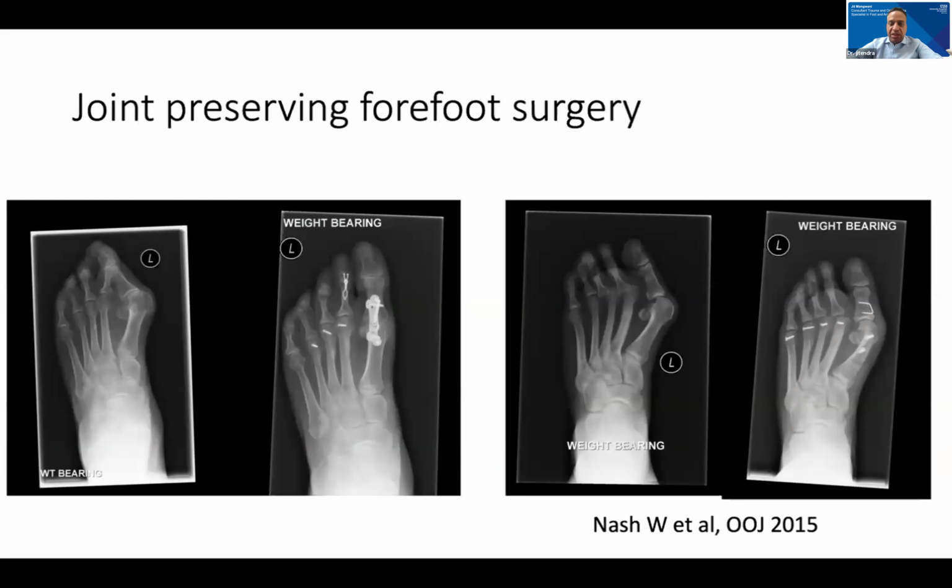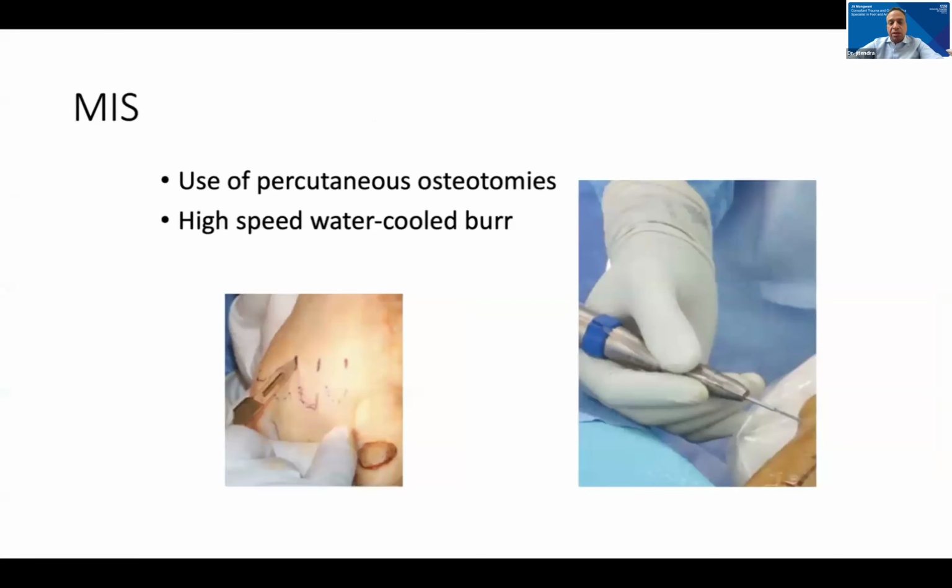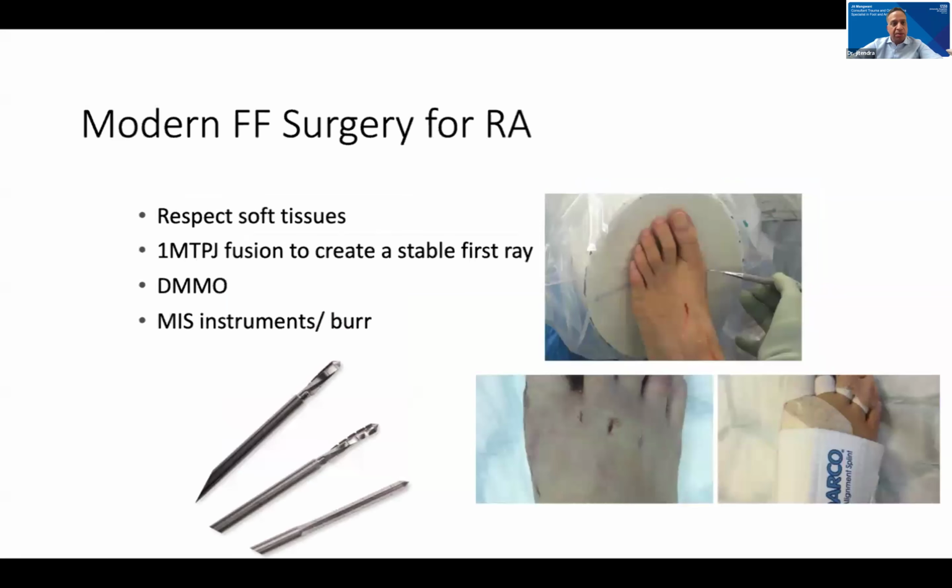Joint preserving surgery, as I said, Weil's osteotomy is one of the ones that is commonly used, but DMMOs could be done as well. And this is bringing us to the minimally invasive surgery, use of percutaneous osteotomies using a high-speed water-cooled burr. So you can see that with tiny cuts, you can achieve the same amount of displacement and taking the metatarsal head off the plantar aspect as well.